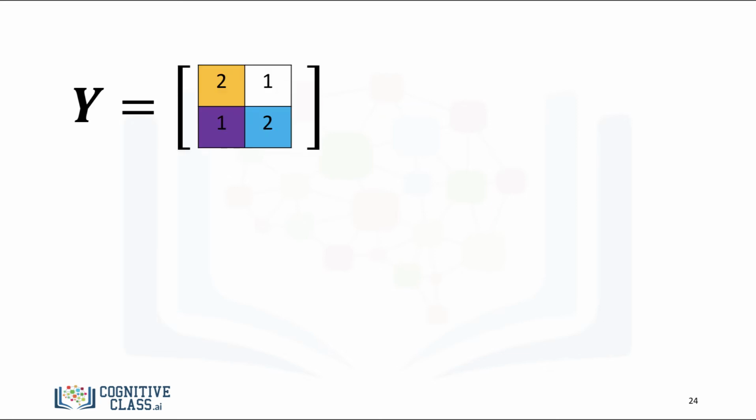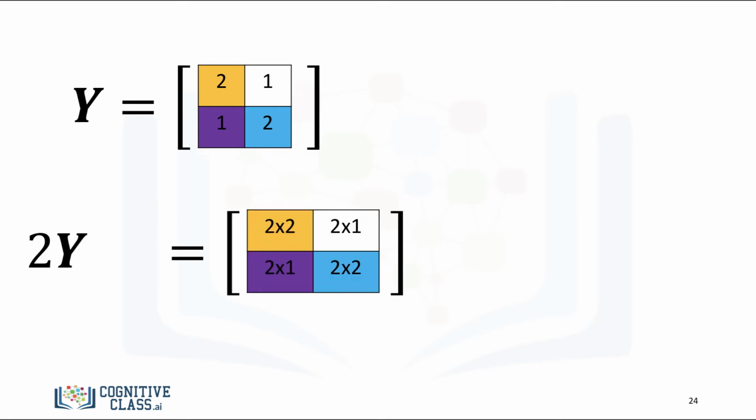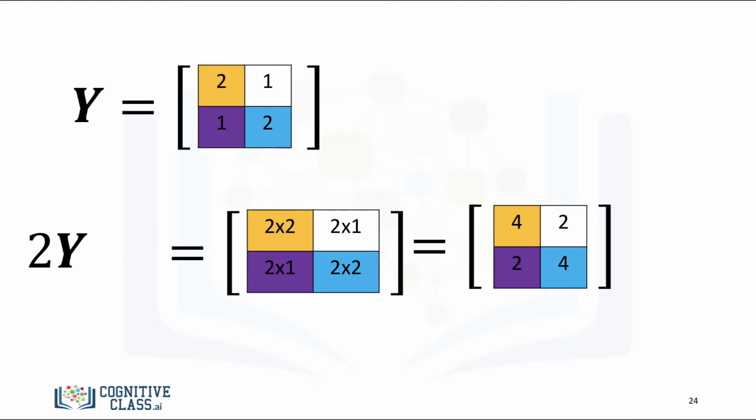Multiplying a tensor by a scalar is identical to multiplying a matrix by a scalar. Consider the tensor Y. If we multiply the tensor by the scalar of 2, we simply multiply each element in the tensor by 2. The result is a new tensor of the same size, where each element in the tensor is multiplied by 2.